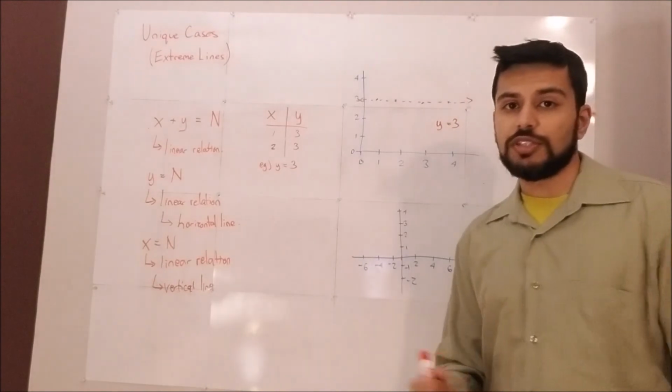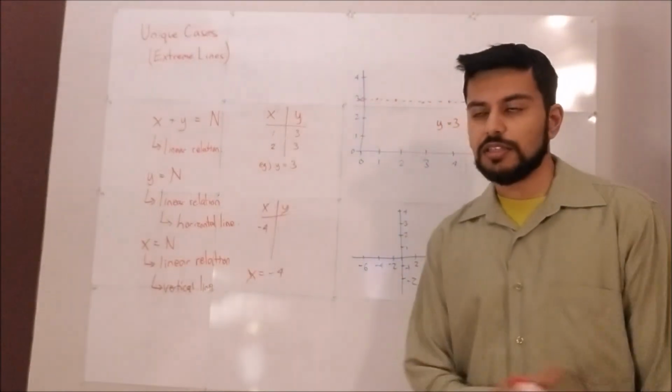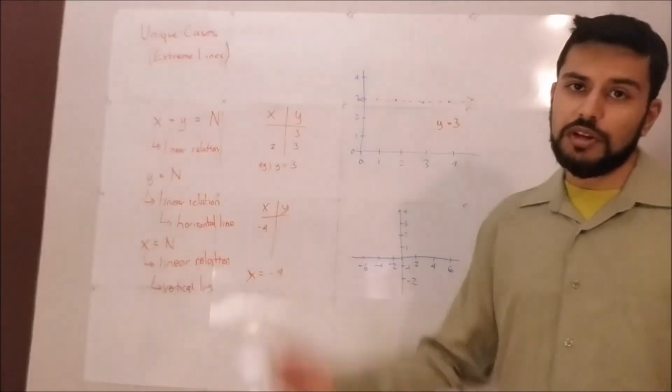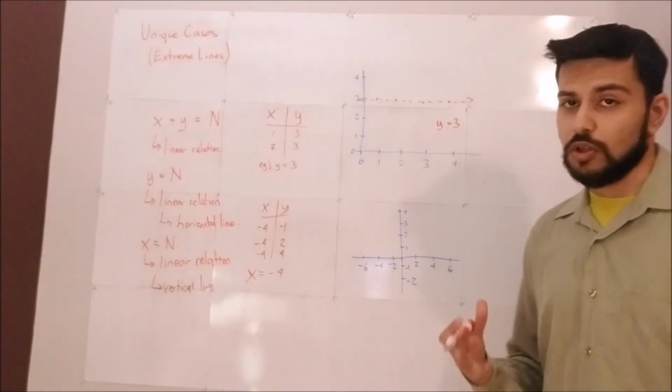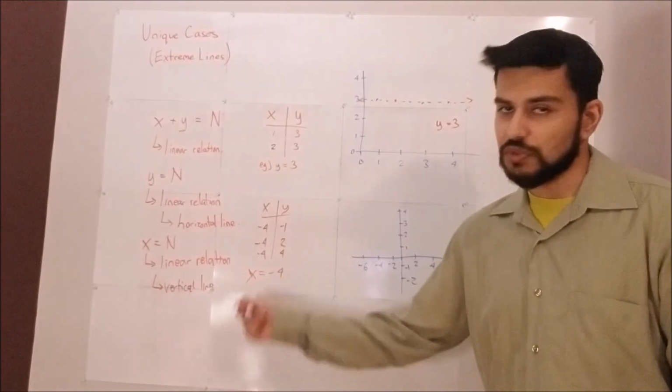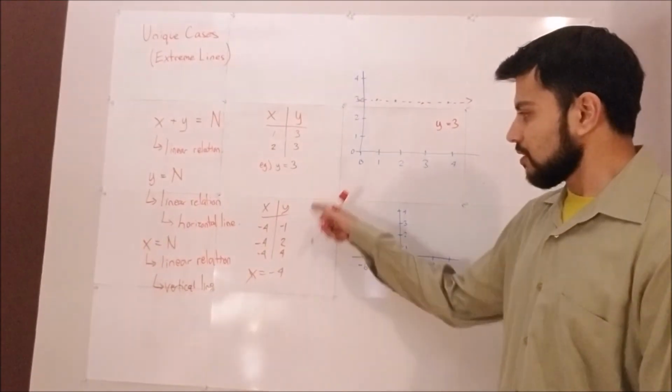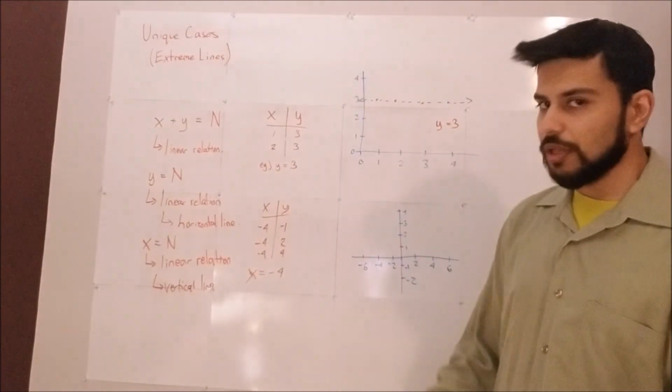Okay, same thing is true as if we're dealing with x. Okay, let's say x is equal to -4. Well, y can be whatever number you want. Doesn't matter. As long as x is always going to be -4, because that's what you said based on that equation, it doesn't matter what y is going to be. And we can plot that as well.